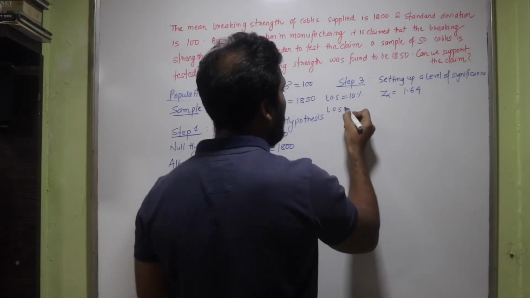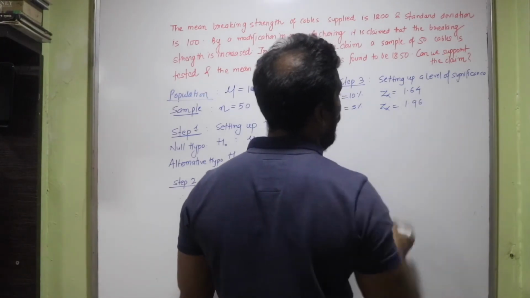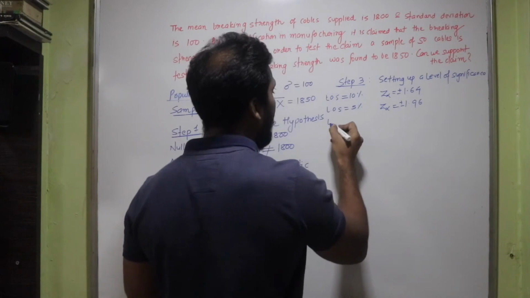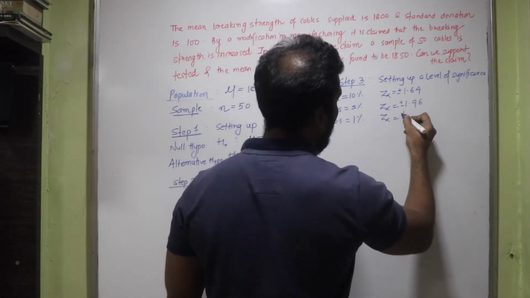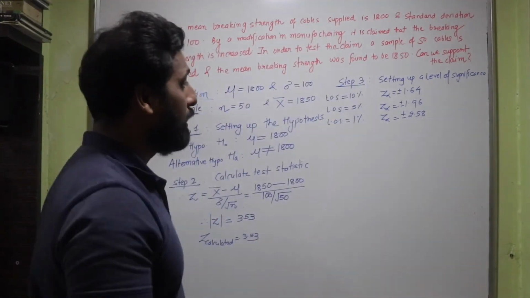Then level of significance, if I take 5%, then Z alpha is definitely taken as 1.96, and obviously positive and negative both values come, isn't it? And if I take the level of significance as 1%, Z alpha is going to be plus and minus 2.58, 2.53 to 2.58 it is, isn't it? So these are the values.